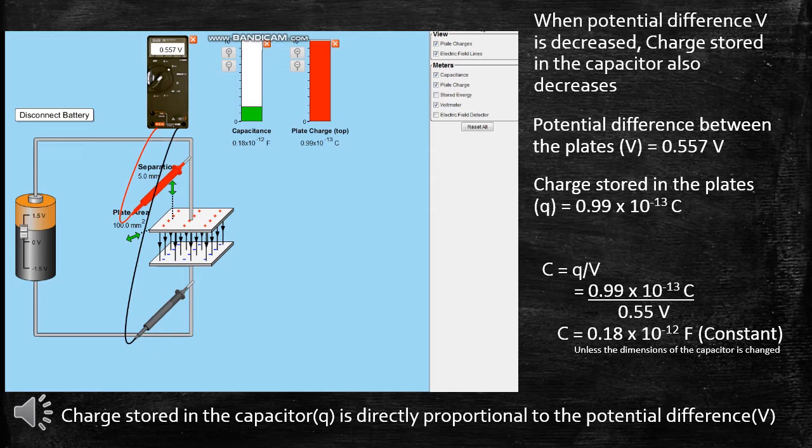Then finally we are proving that the charge stored on the capacitor, that is Q, is directly proportional to the potential difference V, that is across the capacitor. Finally you have to understand that the C is a constant.